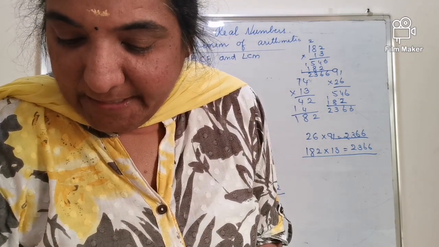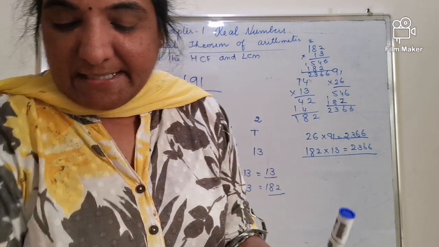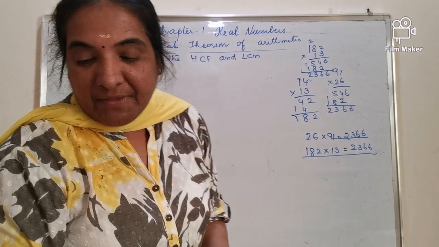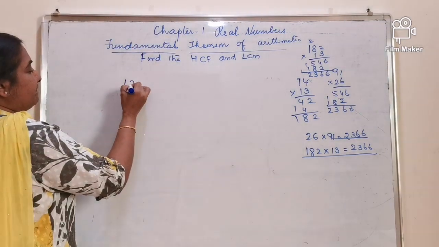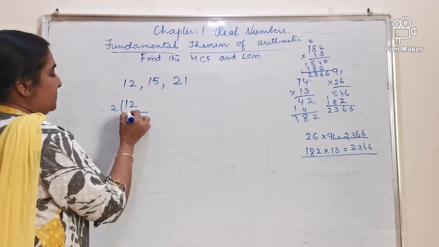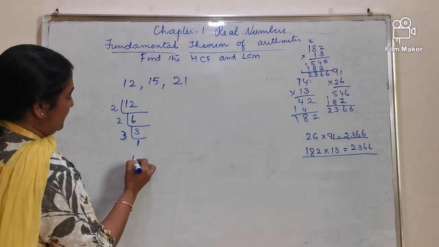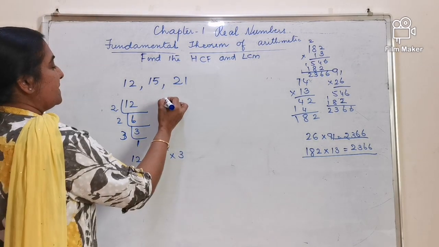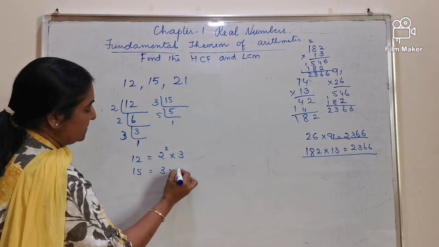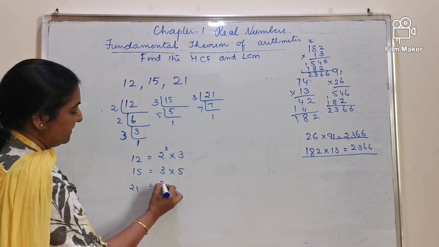Number 2 and number 3, you can proceed with the same procedure. Question number 3: find the LCM of 12, 15 and 21. Considering three numbers, the LCM and HCF of 12, 15 and 21. The prime factors of 12 are 2 square into 3, the prime factors of 15 are 3 into 5, the prime factors of 21 are 3 into 7.